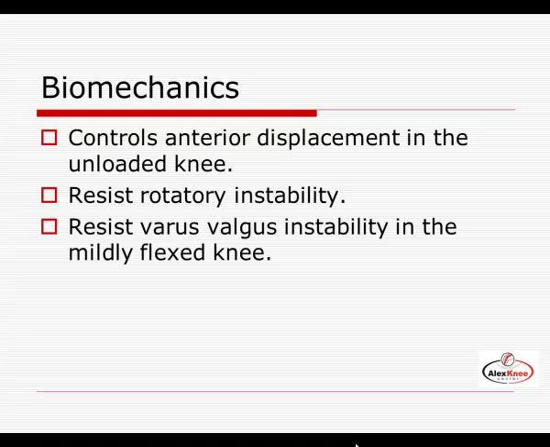Now some facts about the biomechanics of the anterior cruciate ligament. Everybody knows that the function of the anterior cruciate ligament is to control the anterior displacement in the unloaded knee, and it resists rotatory instability as well. So it controls anterior displacement and resists rotatory instability, and there is a role as well in the varus valgus stability of the mildly flexed knee.